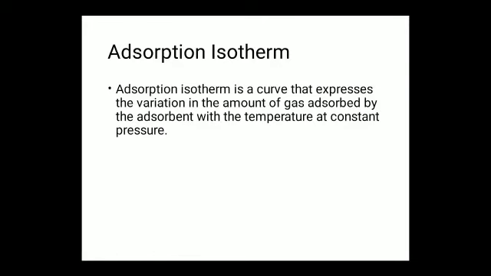Absorption isotherms are defined as the plots drawn between the amount of gas absorbed on the solid, taken on the y-axis, against the equilibrium pressure or concentration, taken on the x-axis, at a constant temperature. An absorption isotherm is a curve that expresses the variation in the amount of gas absorbed by the absorbent with temperature at a constant pressure.